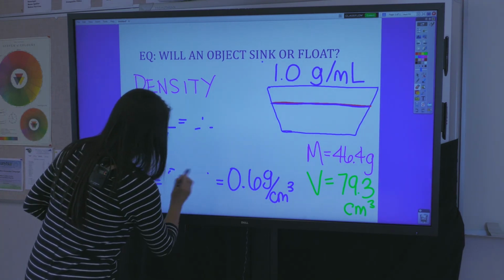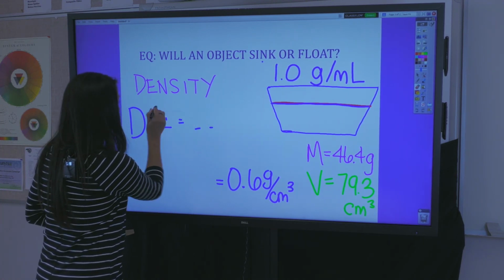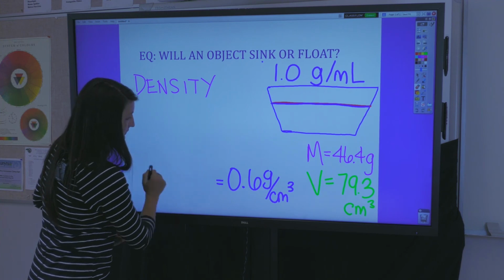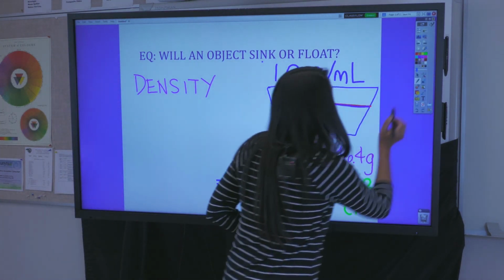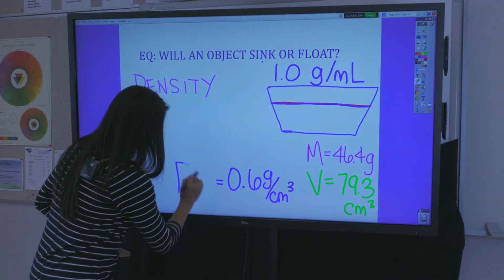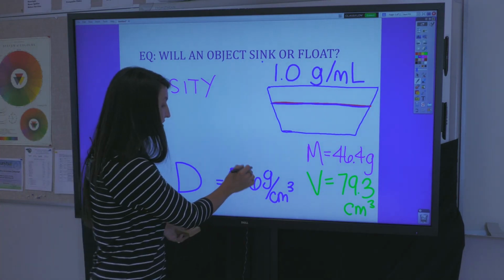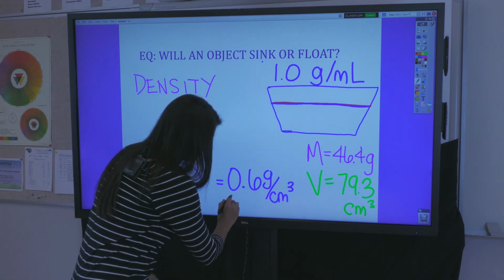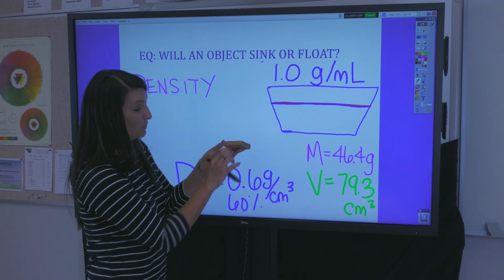Okay, so what I'm going to have you do, and I'm going to leave our answer for density up here. Okay, so we have our density equals. Okay. All we have to do is turn this to a percent. So we're going to turn our 0.6 into 60%. And that amount of the block actually sits below the water.